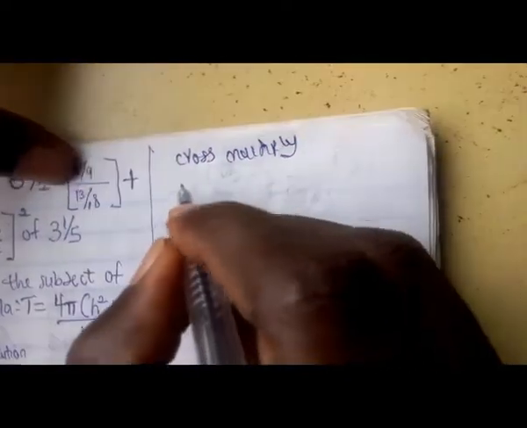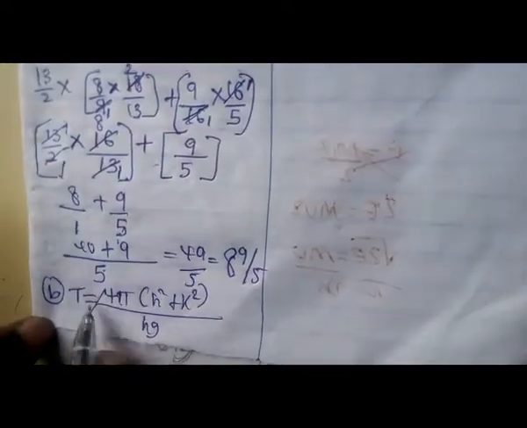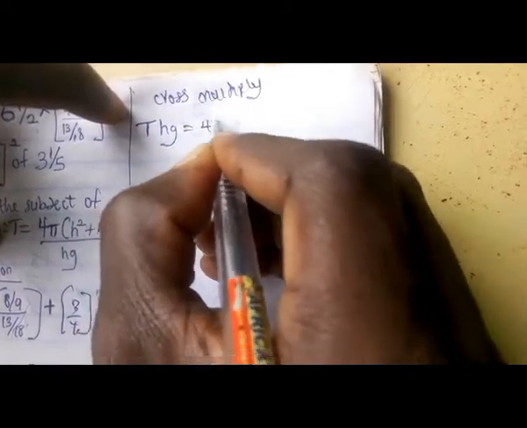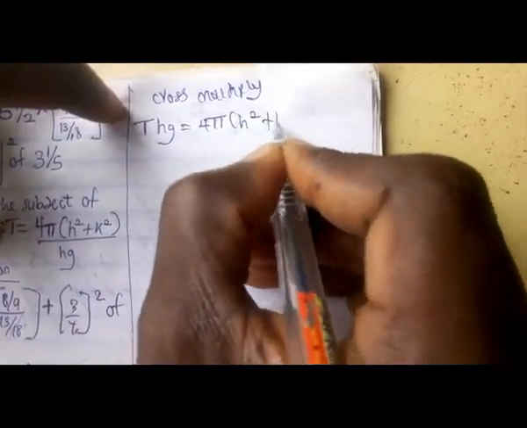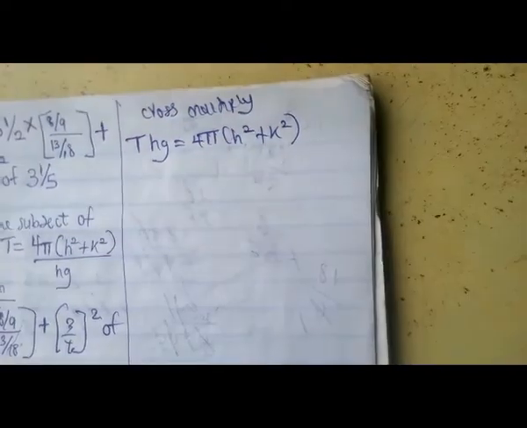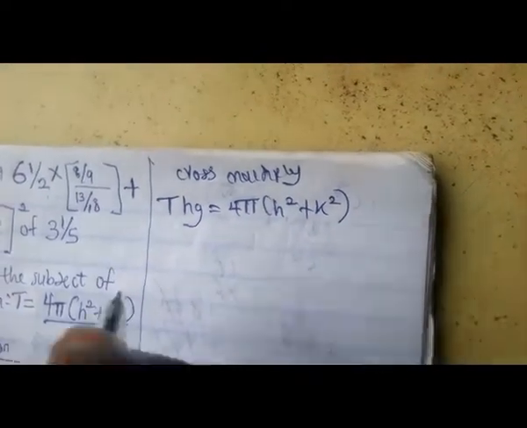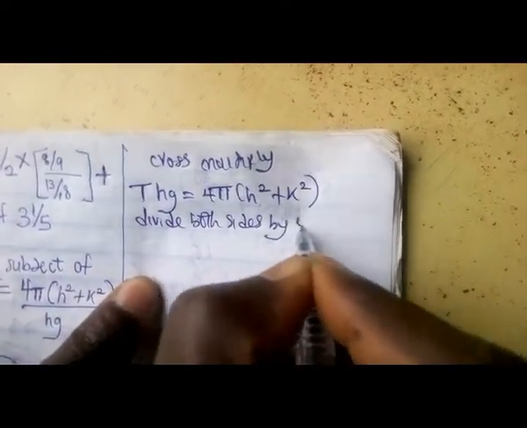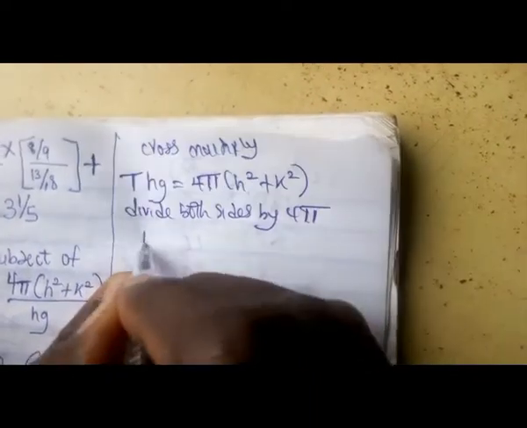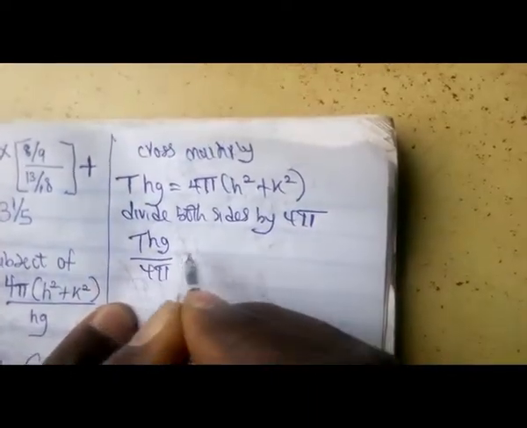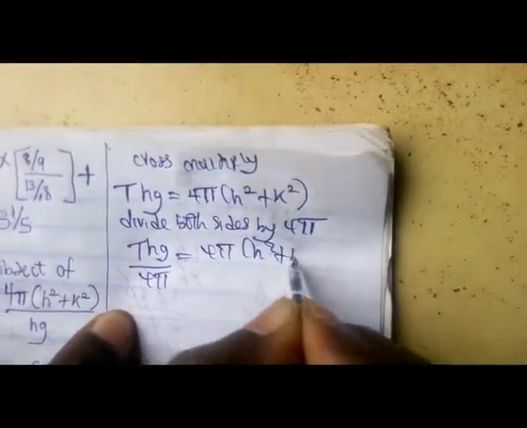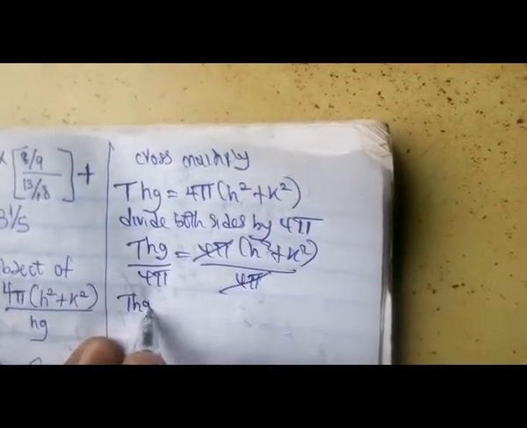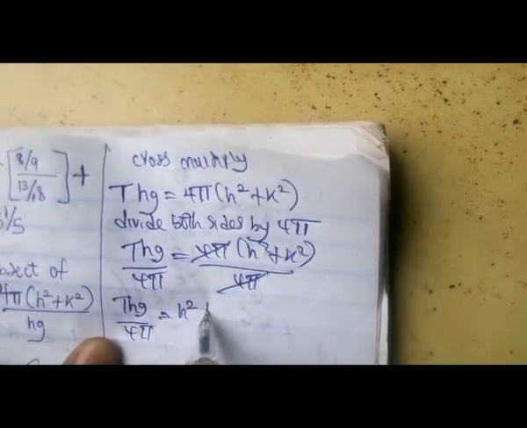So let's cross multiply. Once we cross multiply here, it becomes THG equals 4 pi a square plus k square. Since we want to make k the subject of the formula, we now divide both sides by 4 pi to remove 4 pi from here, to become THG over 4 pi equals 4 pi a square plus k square over 4 pi. 4 pi cancels 4 pi. So THG over 4 pi equals a square plus k square.